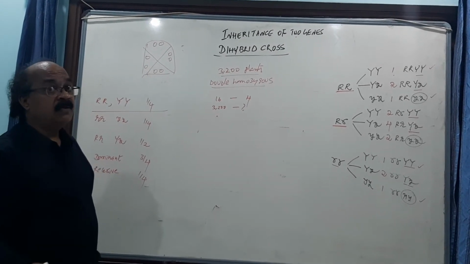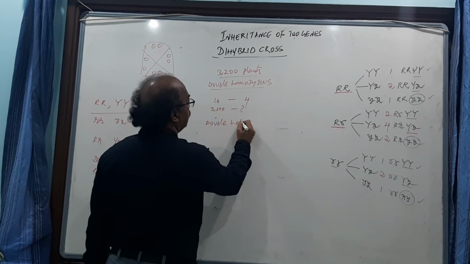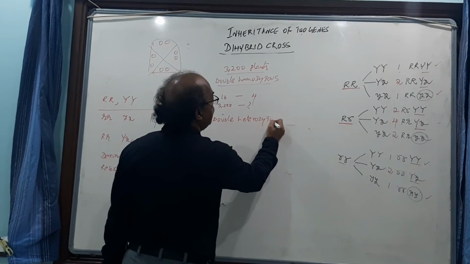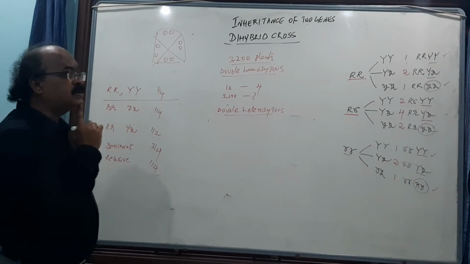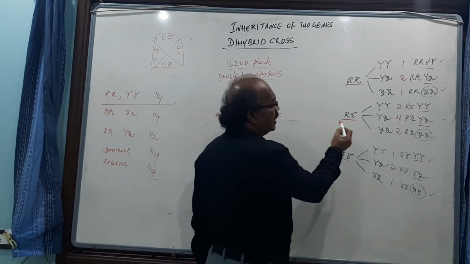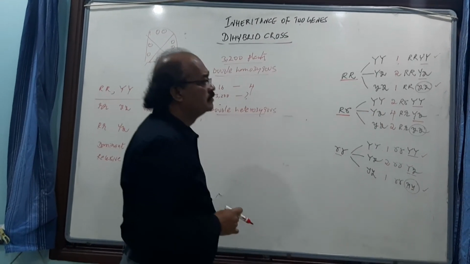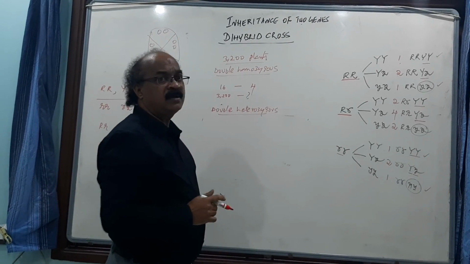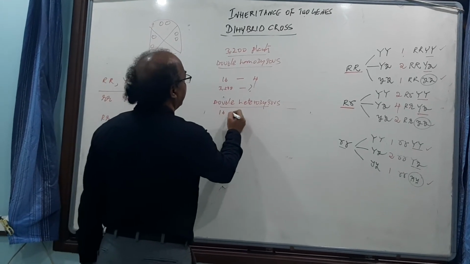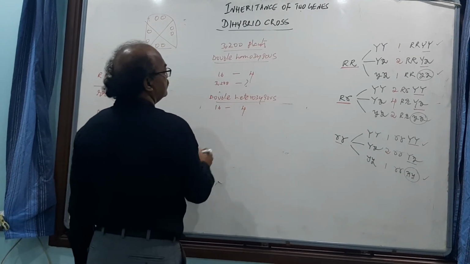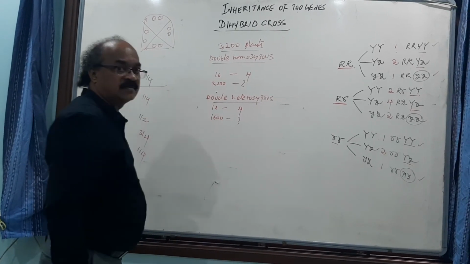How many are double heterozygous? Double heterozygous, we can write across capital R, small r, capital Y, small y. Double heterozygous also, for every 16 plants, 4. For a given population of 1600, how many?